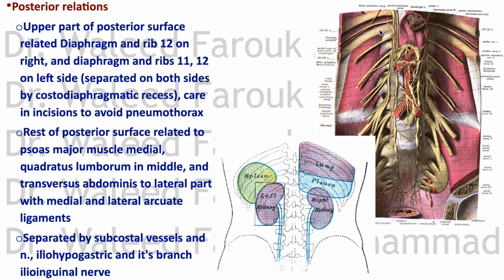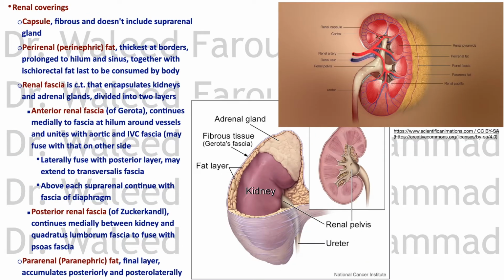On the right side is the 12th rib. On the left side, it reaches the 11th rib and may reach the 10th space as well if it's higher than normal. So don't forget this. Okay, so these are the posterior relations of the kidneys.